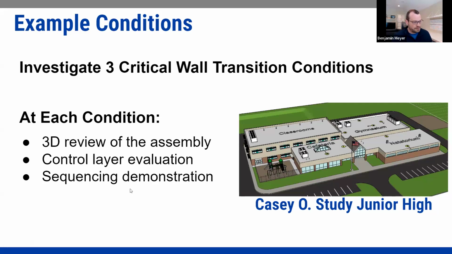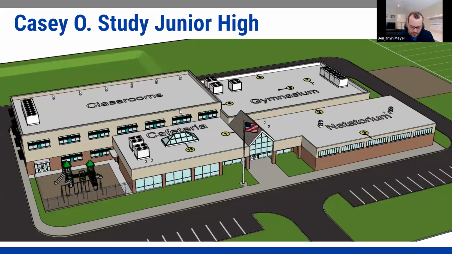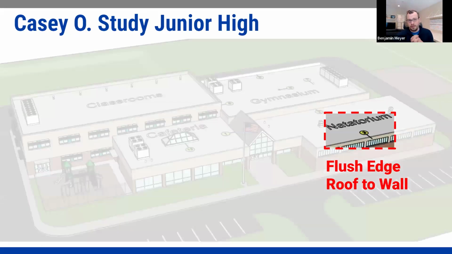So we'll look at a few of those. All right, so here we go. This is our junior high. We're going to dig in. We're going to start right here. I'm going to call it simple, but it's as close to that ideal condition as we started with, where it's a flush edge, roof to wall.